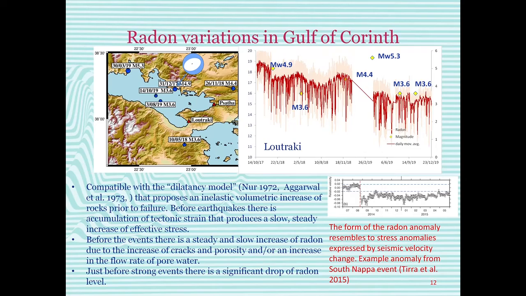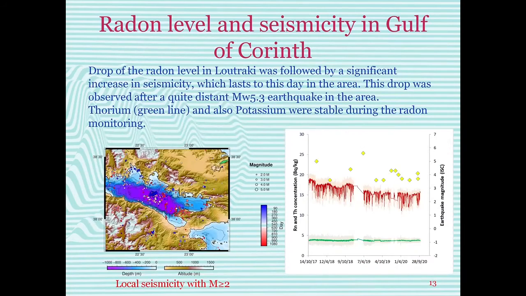The nature of these anomalies resembles anomalies in stress, as observed in the example below. At Loutraki station, we observed that the drop of the radon level was followed by a significant increase in seismicity, which lasts to this day in the area. In the seismicity time map, we can see the latest events with red color.